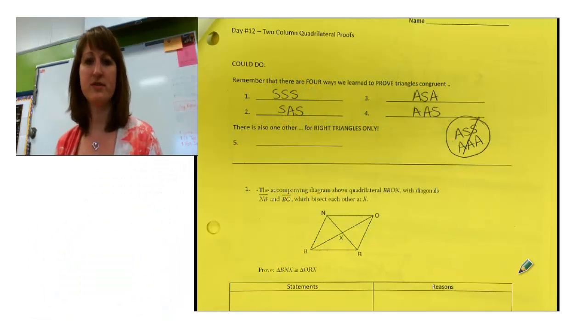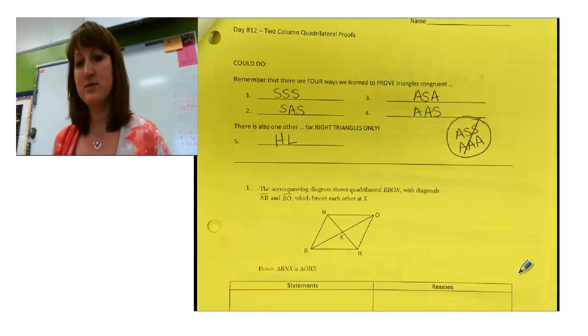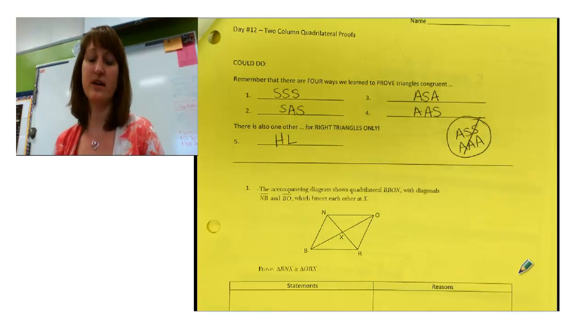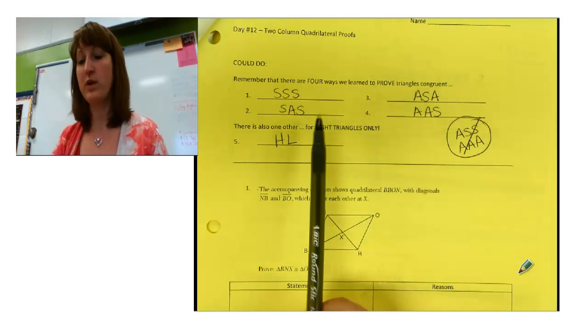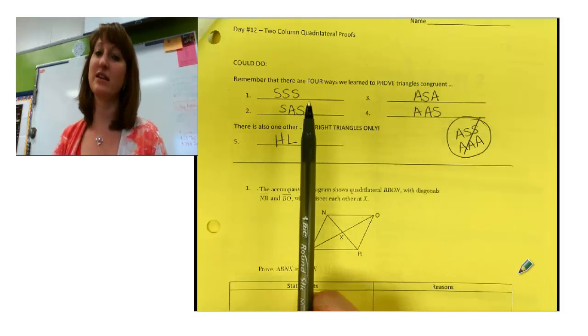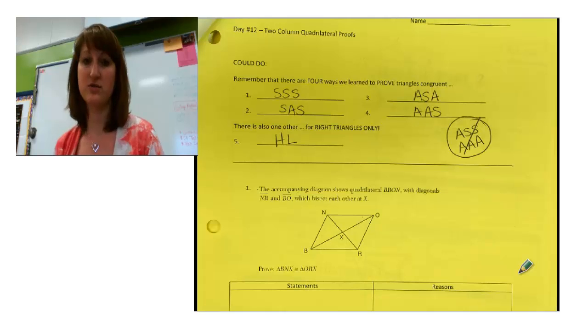Now, we do also have this other method, which is hypotenuse leg. Hypotenuse leg is for right triangles only, but keep in mind that just because you have a right triangle does not mean that it's always hypotenuse leg. It's kind of like a last resort. Even when you have right triangles, see if you can use one of the other 4 methods, and then as a last resort, you have hypotenuse leg that you can use if none of the others work.